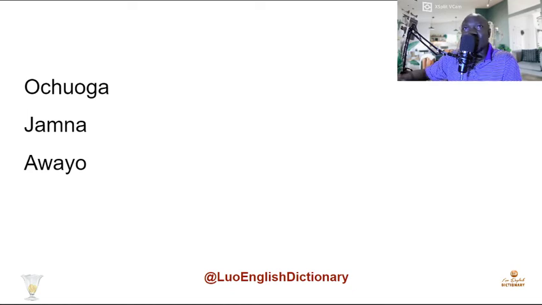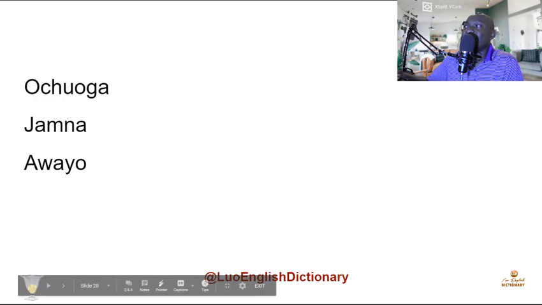Boom. So there is ochuoga, there is jamna, there is awayo, and now there is lunkwach, langwats. I don't know where to place them in the Luo language. I know that they are fruits or vegetables, but I don't know the English equivalent. So if you know the English equivalent for these three, please let us know. And thank you for staying with me all this time.